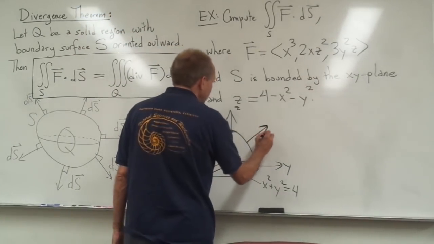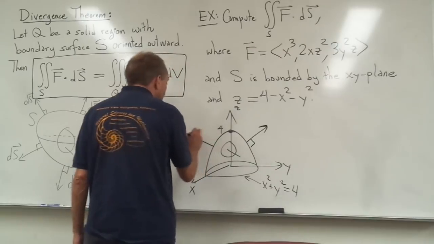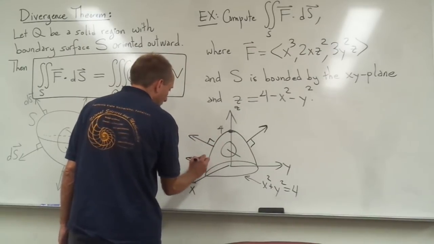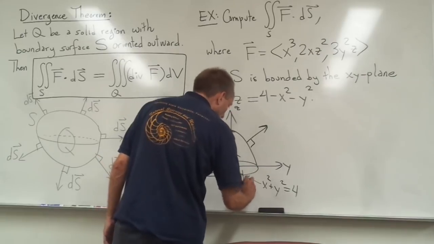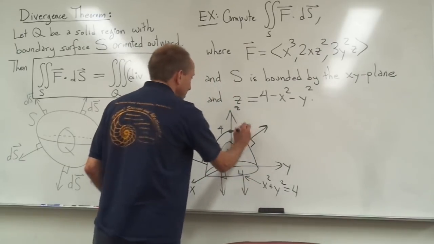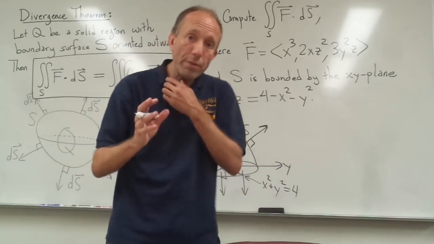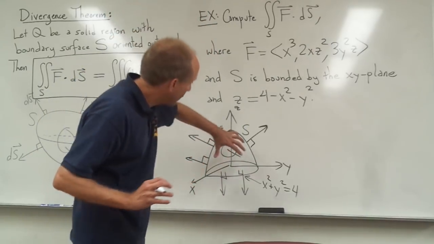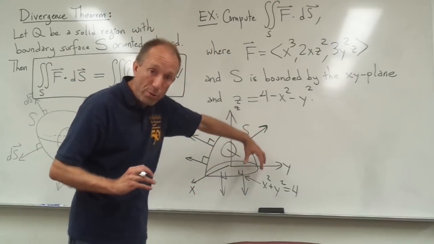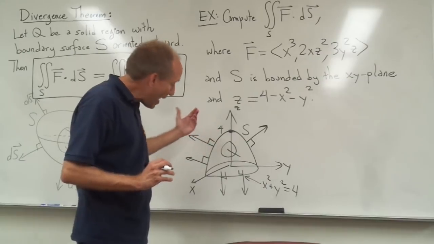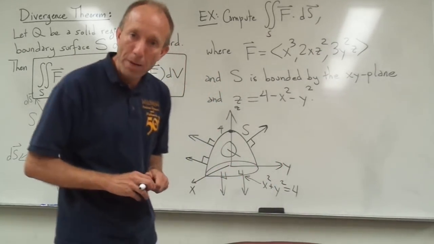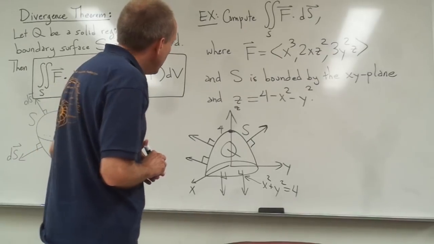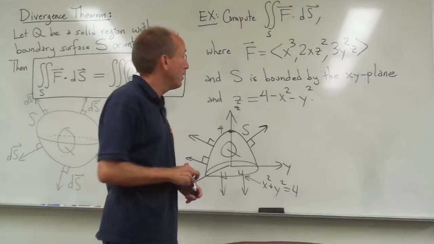So if we wanted to calculate the flux directly through this closed surface, this whole thing is S. We would actually have to do two different flux calculations. We would have to calculate the flux through the paraboloid, and we would have to calculate the flux through the disk at the bottom as well. So that would be a fair bit of work.